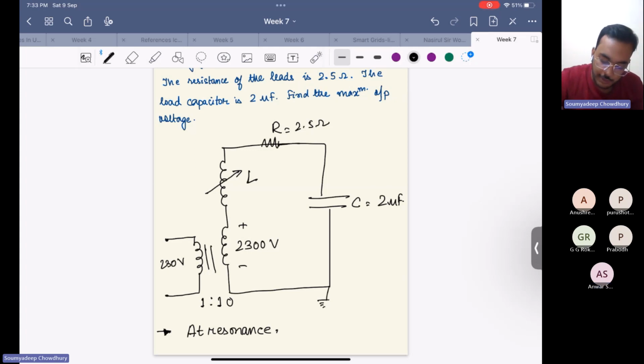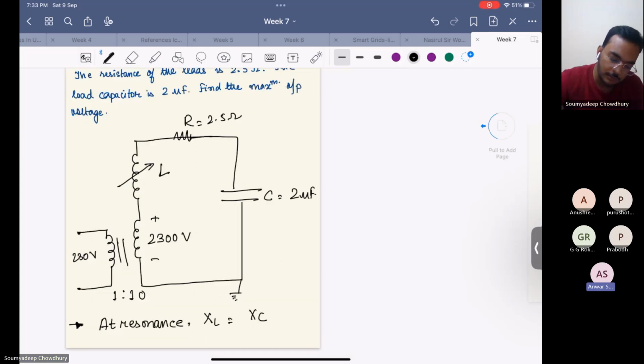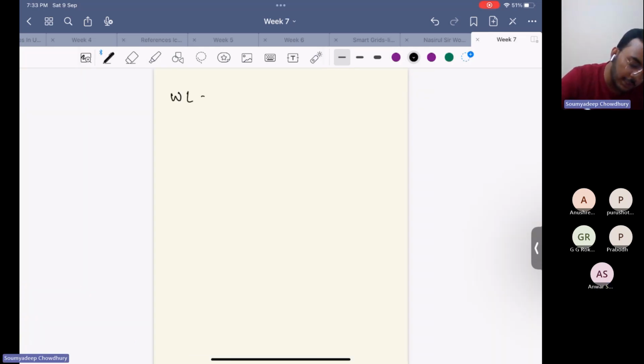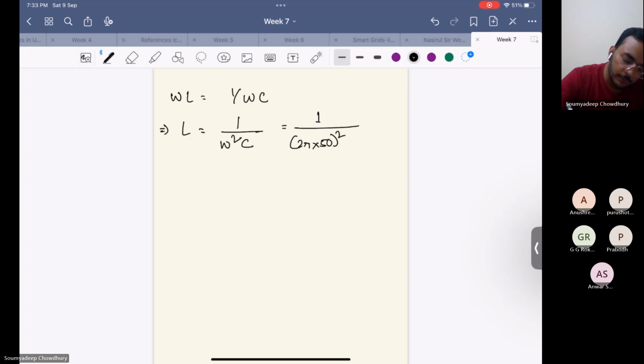Yes. So at resonance, the condition we will use is XL equal to XC. So it is basically omega L equal to 1 by omega C. So L will be given by 1 by omega square C. So omega is 2 pi into F, and C is 2 micro.